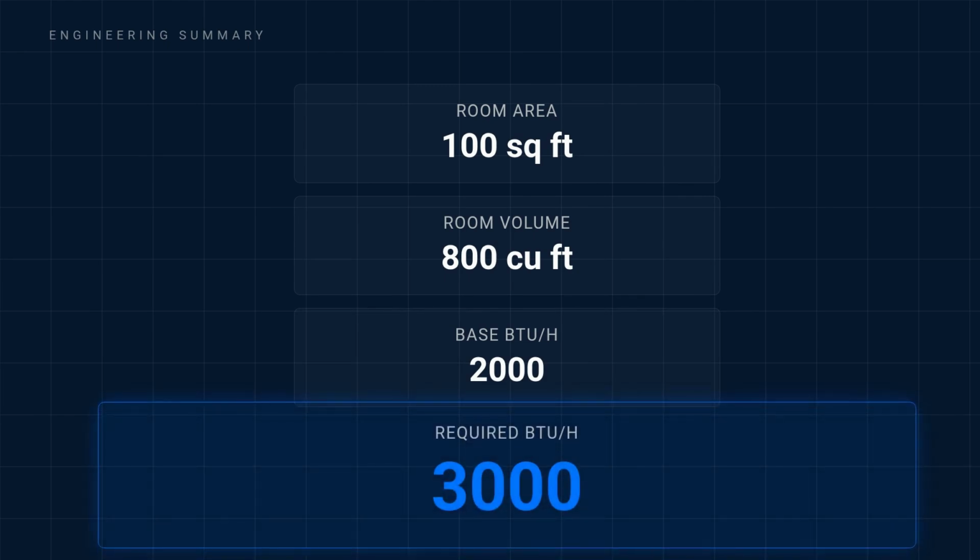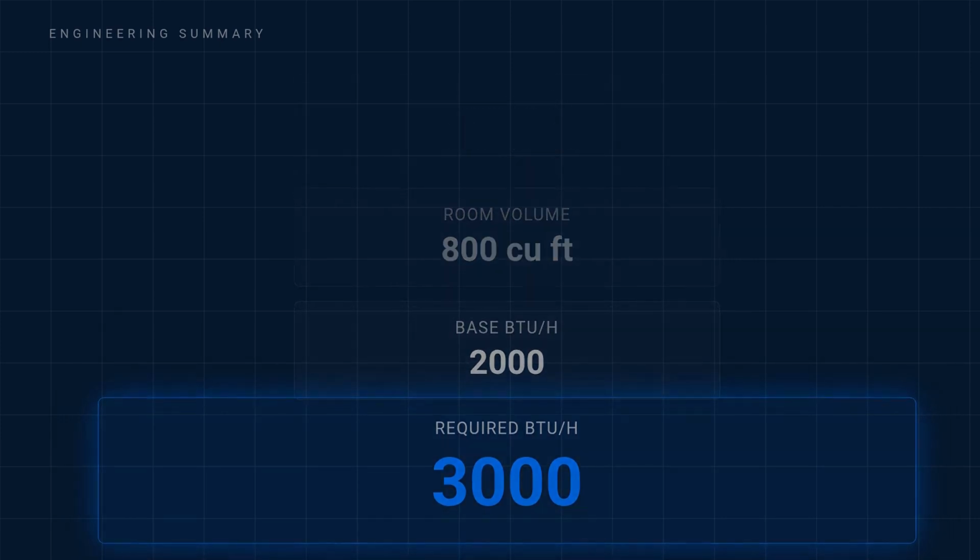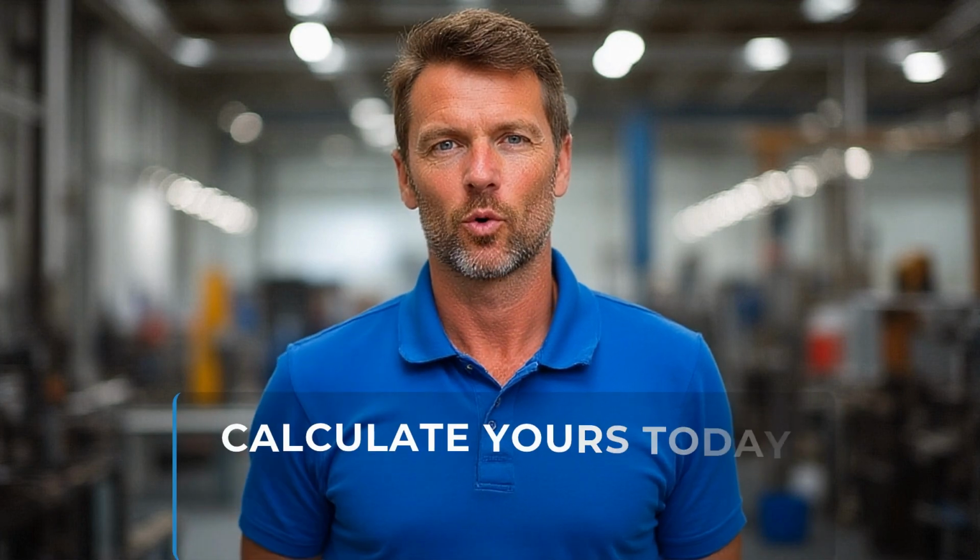Most importantly, required BTU-H shows 3000 BTU per hour. This is your actual heating or cooling capacity needed.